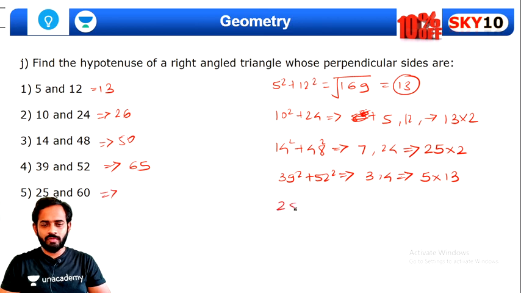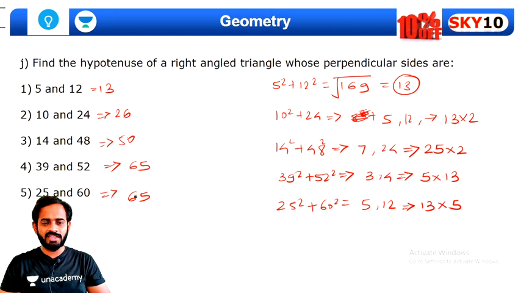Now for 25 square and 60 square, divide both of them by 5, so you'll get 5 and 12. For 5 and 12, the Pythagorean triplet is 13. Now multiplied back by 5, you will get what? 65. So these are the Pythagorean triplets, and I hope all of you understood this part, guys. There is no doubt over here.